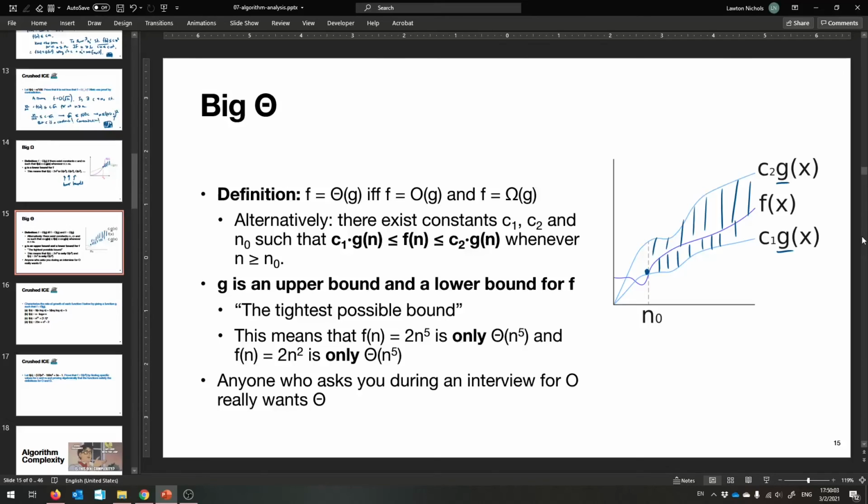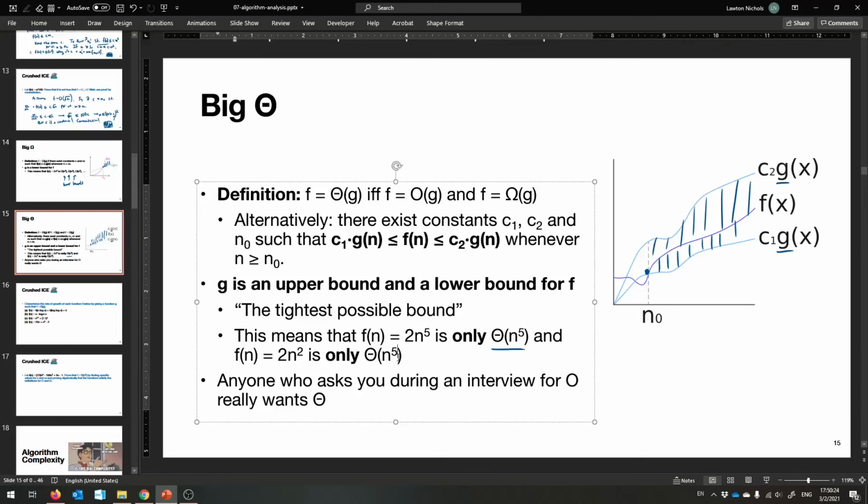So this means you only have one option now. When you have this function, there's only one other function that is both big O and big omega of that one. That is only n to the fifth. Oh, sorry. And then f of 2 to the fifth is only n to the fifth, and then this one is only n squared. 2n squared is only big theta of n squared. It can't be any others because then it loses the upper bound or the lower bound part. If you made this just n, now it's no longer an upper bound. It is a lower bound now.